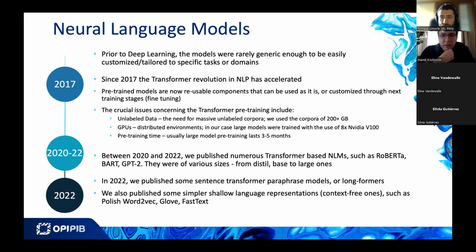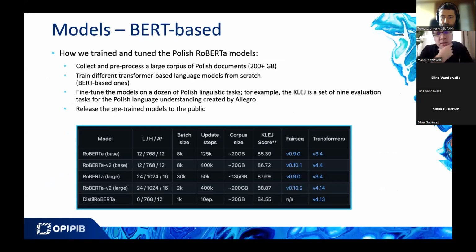And in OPI, in our institute, between 2020 and 2022, we created a huge bunch of neural language models. They are dedicated to the Polish language, and they are state of the art. I will show you how we created our version of the BERT models. Polish RoBERTa is the Polish robustly optimized BERT model. BERT is a state-of-the-art language model published in 2018. We used some optimized versions from 2019 and created the Polish version of these models.